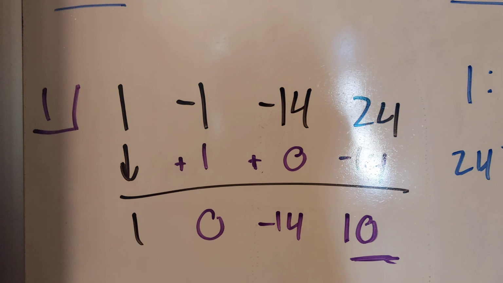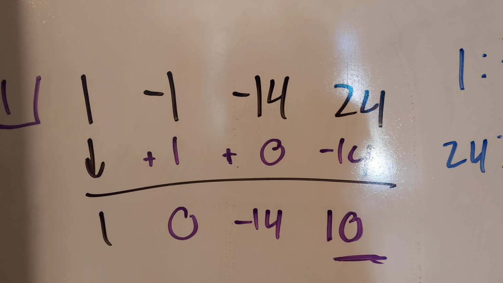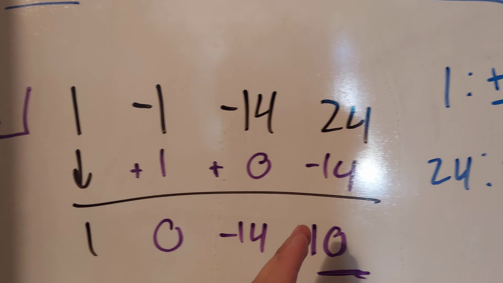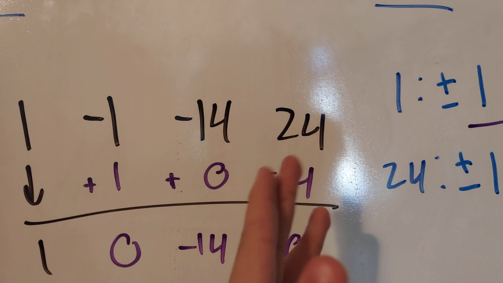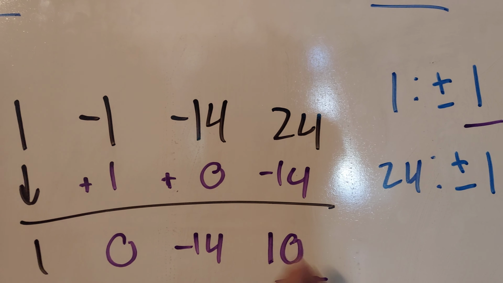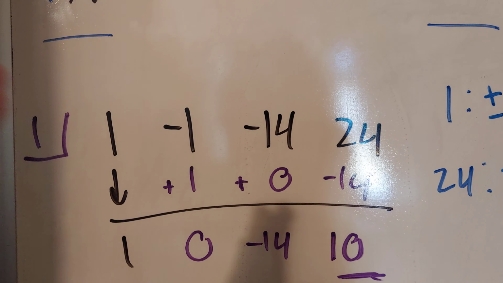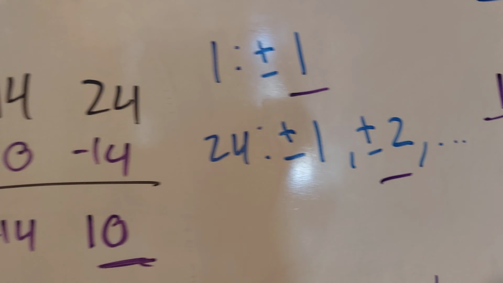Well, I showed you this because this would not be a good root or factor. We cannot take out x minus 1 because we have 10 here. We want the last digit or number, column, whatever you want to call it, we want this area to equal 0. So now we know that 1 does not work. We're going to try 2.